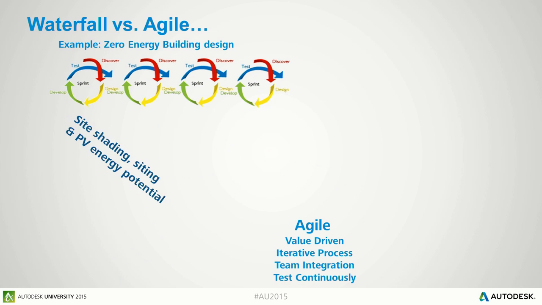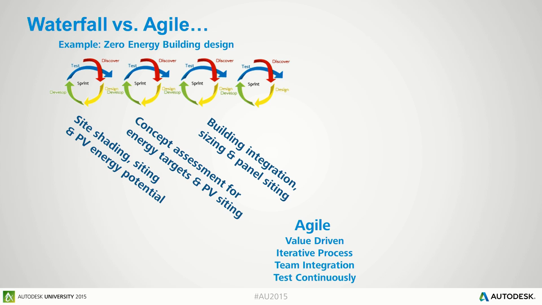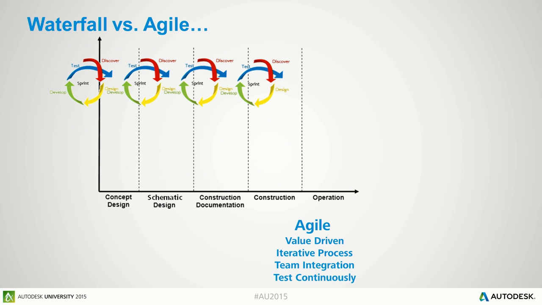In the Agile process, we're going to do a full cycle at each phase of the process. So at the beginning, we can really do some analysis, look at site shading, and really understand the PV energy potential of our site. And at the concept phase, we can assess concept design and do a full PV design analysis workflow at the concept stage. And then by the time we get to building integration, we already know quite a bit about how the solar energy system is going to integrate with the building, and we can just start fleshing out the sizing and the panel siting, so that at the end we can just put together the final system specifications based on what we already know about a good integrated building and PV design.